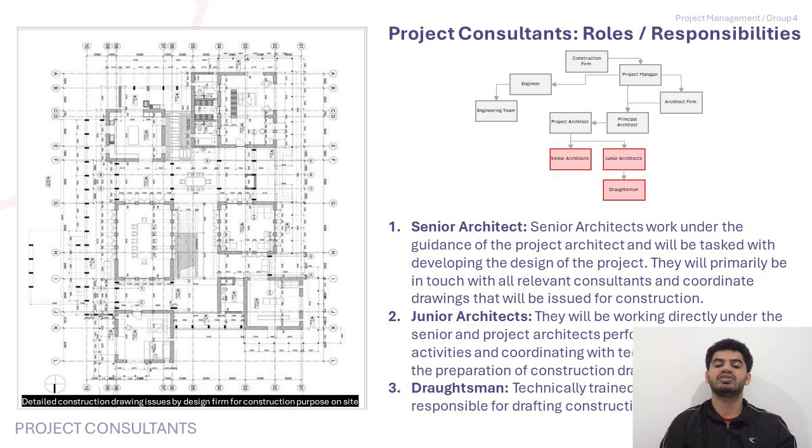Junior architects also play a crucial role in coordinating the work closely with technical personnel to prepare the construction drawings. Lastly, let's not overlook the backbone of design documentation, the draughtsman. As technically trained professionals, draughtsmen have a laser focus on drafting precise construction drawings. Using computer-aided design software, they bring the architect's vision to life in the form of detailed plans and sections ready for the construction team to act upon. Each of these roles is critical in the life cycle of architectural endeavors.